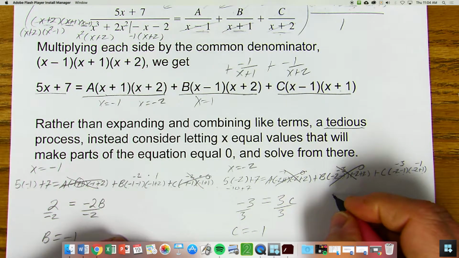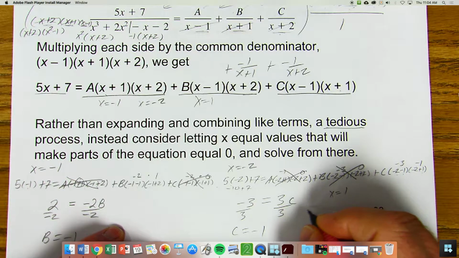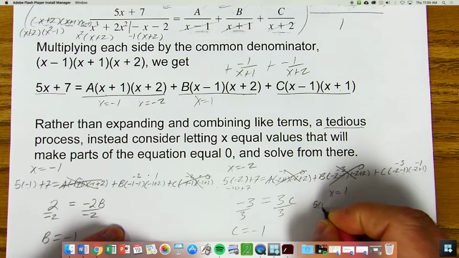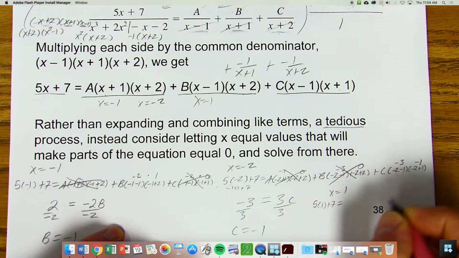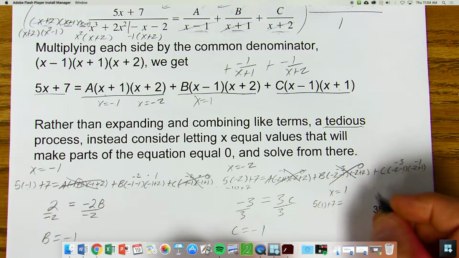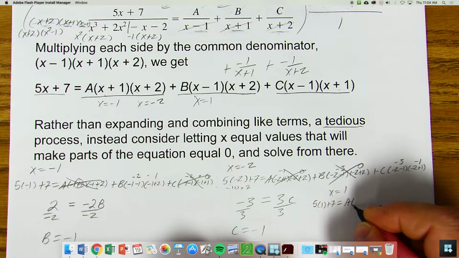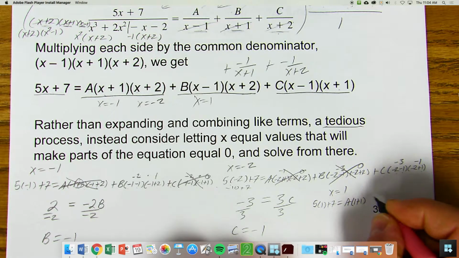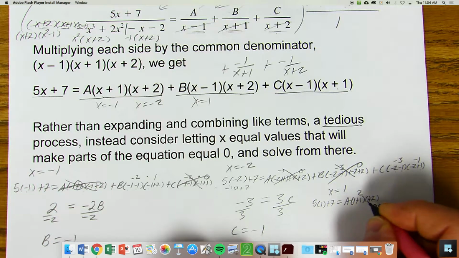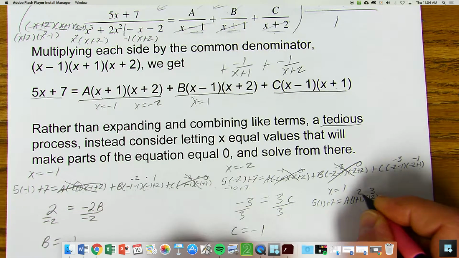So I'm going to try to do that right here if you're okay with that. So I'm going to let x equal 1. What's that going to give us? Well, it's going to give us 5 times 1 plus 7 equals, okay, we get a times 1 plus 1 times 1 plus 2. 1 plus 1 is 2. 1 plus 2 is 3. 3 times 2 is 6.